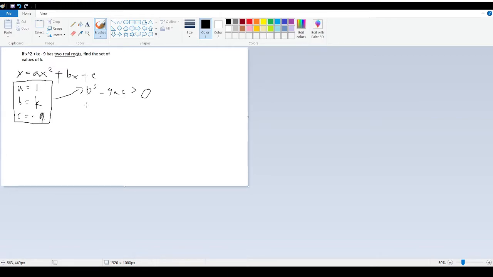So what do we get? We have k squared minus 4 times 1 times negative 9. So k squared will be plus 36, bigger than 0.